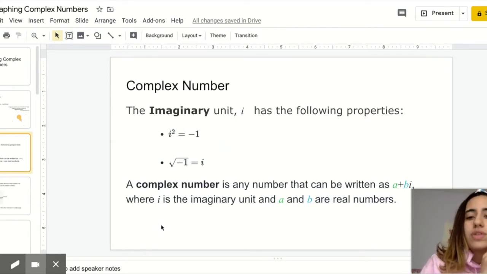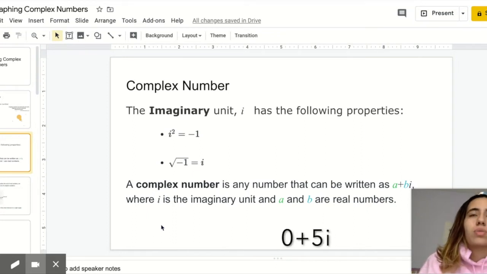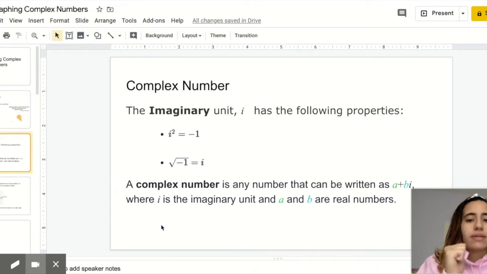So then let's move into what a complex number is, which is any number that can be written as a plus bi, where i is the imaginary unit and a and b are numbers. So for example, it would be 5 plus 7i, 7 minus 12i, 0 plus 5i. Those are all complex numbers that combine a real number with some imaginary units, right?